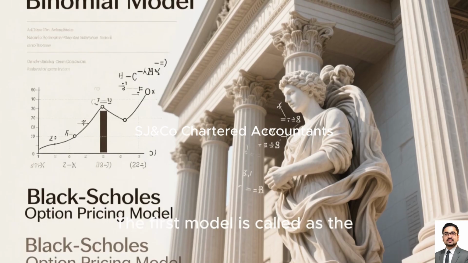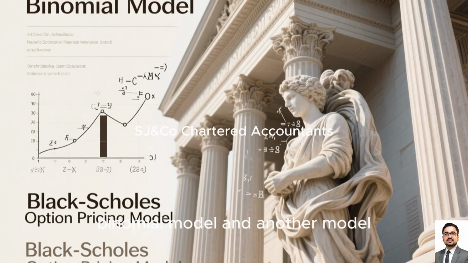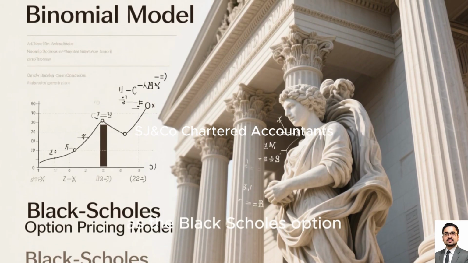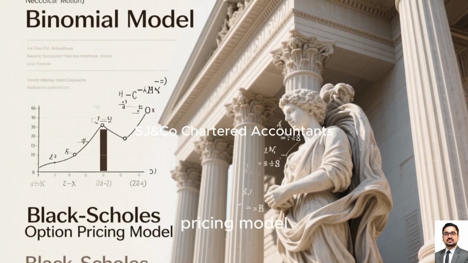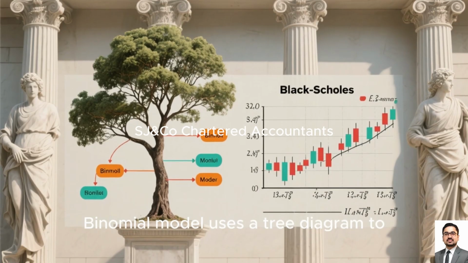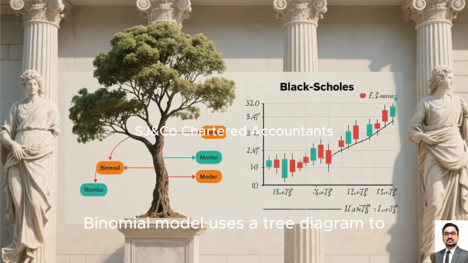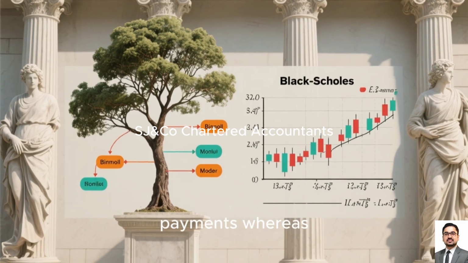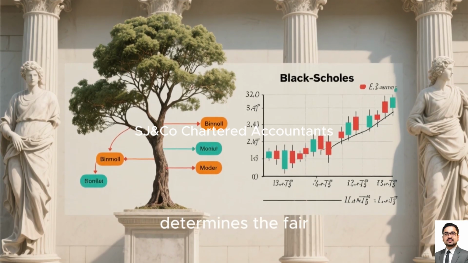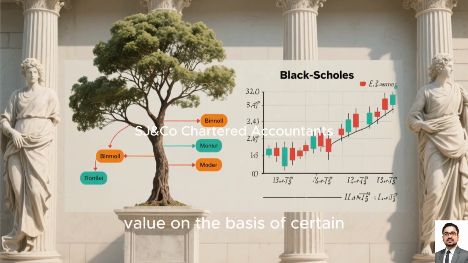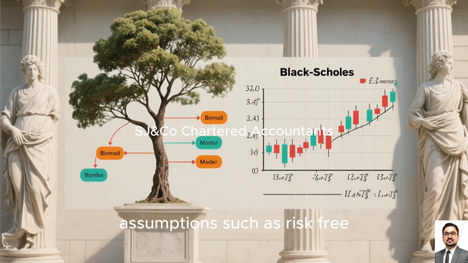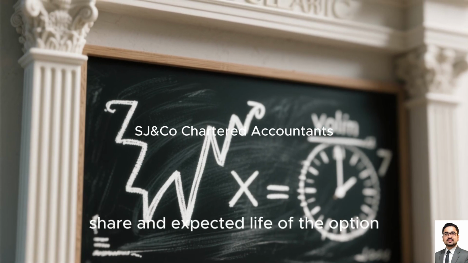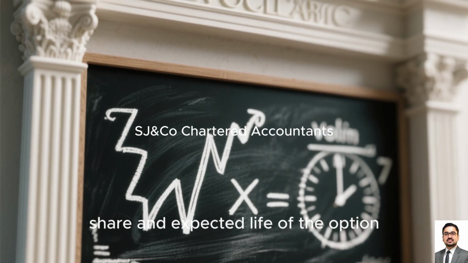The first model is called the binomial model, and another model which is widely used by companies is called the Black-Scholes option pricing model. Binomial model uses a tree diagram to determine the fair value of the share-based payments, whereas the Black-Scholes model determines the fair value on the basis of certain assumptions such as risk-free interest rate, expected volatility of the underlying share, and expected life of the option.